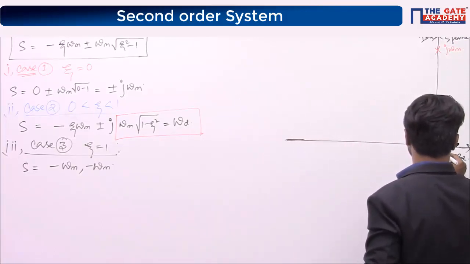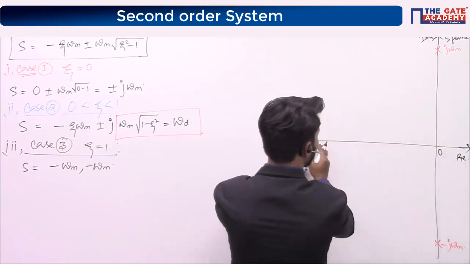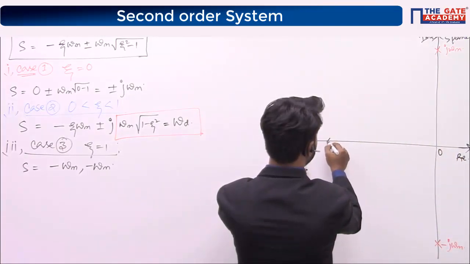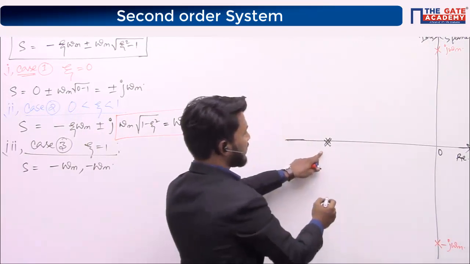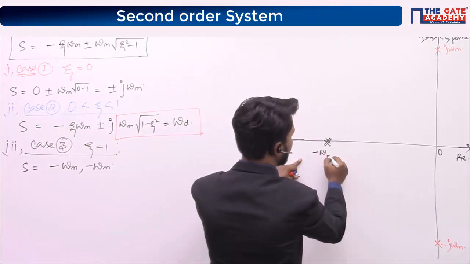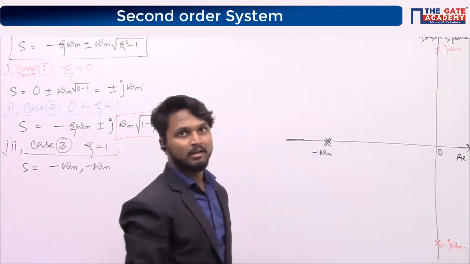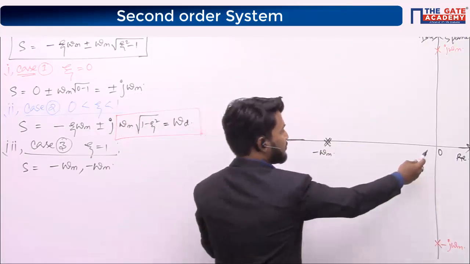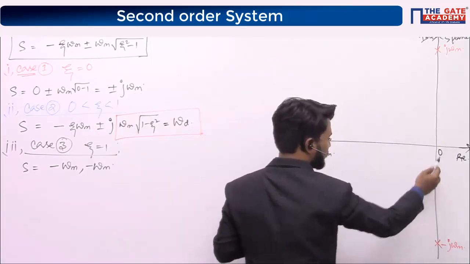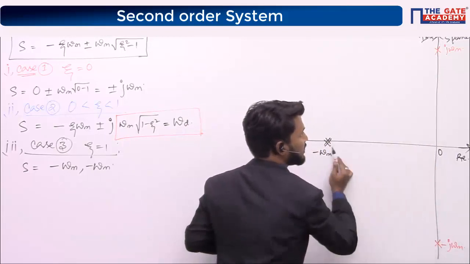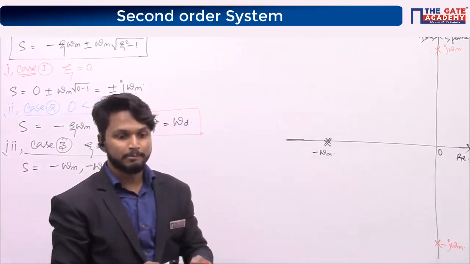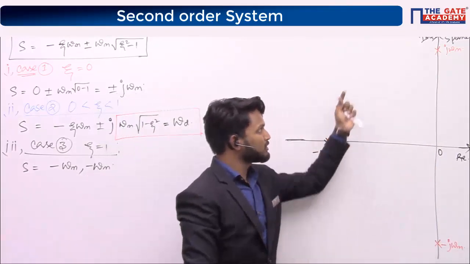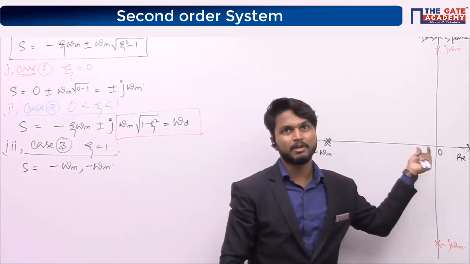So the roots are placed at a distance of omega n from the origin, like this. There are two roots at which place? Minus omega n, exactly, right? So see here, from here to here, what is the distance? It is omega n. From here to here, it is omega n, and from here to here also, it is omega n, which means all these roots are equally distant from the origin.